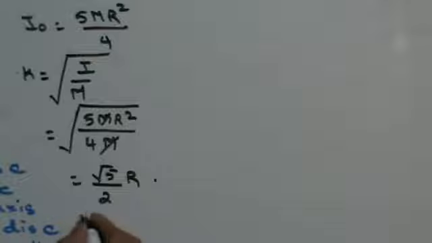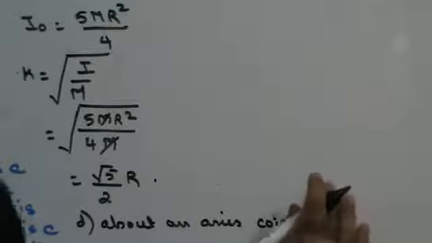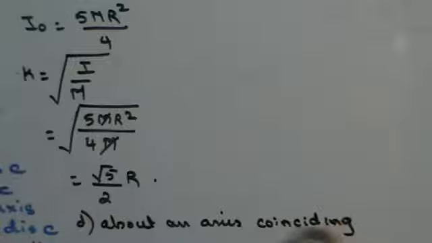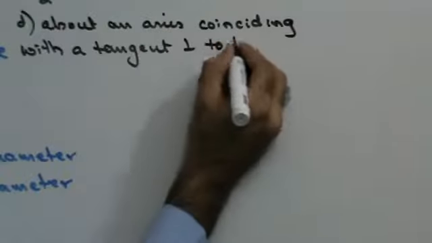Next, let's find out the moment of inertia of the disc about an axis coinciding with a tangent but perpendicular to the disc. There it was in the plane of the disc. Now you want it perpendicular to the plane of the disc. About an axis coinciding with a tangent perpendicular to the plane of the disc.